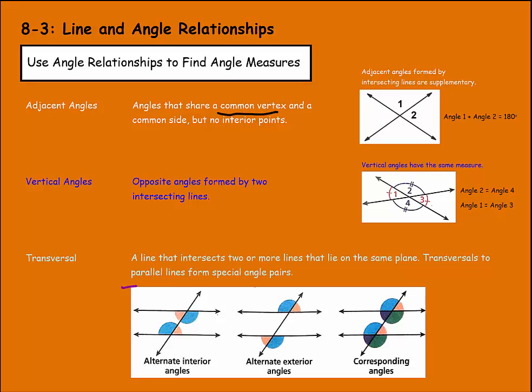Transversals to parallel lines, such as these for example, form special angle pairs. This is kind of going out of order, but the first one I will look at is corresponding angles. So this transversal, which is going in a straight line here, creates an angle with this one right here. Well, because these two lines are parallel, the top left and the top left are actually going to match, as will the bottom left and the bottom left, top right and top right, and bottom right and bottom right.